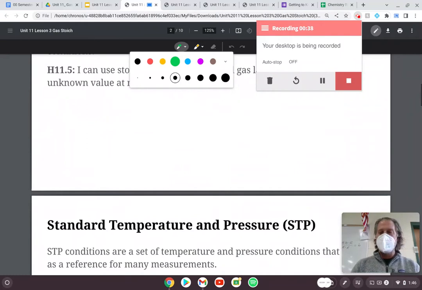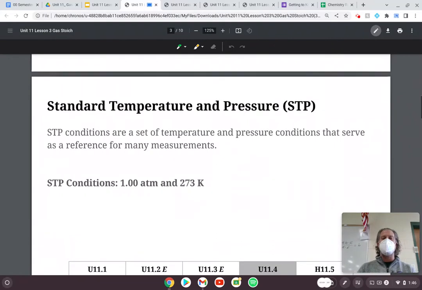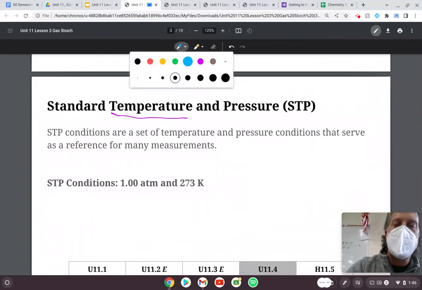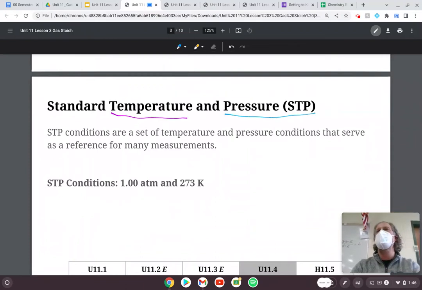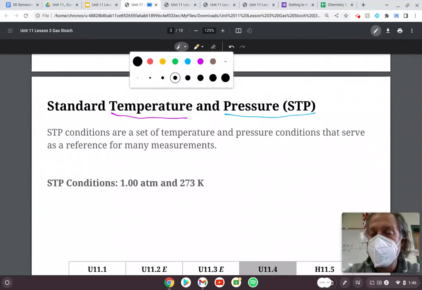with gas laws. Now, in this first slide here, we need to talk a little bit about something called standard temperature and pressure. So standard temperature and pressure are basically reference points that scientists have agreed upon that allow us to try to make similar measurements all the time. The issue is that standard temperature and pressure occurs at sea level.